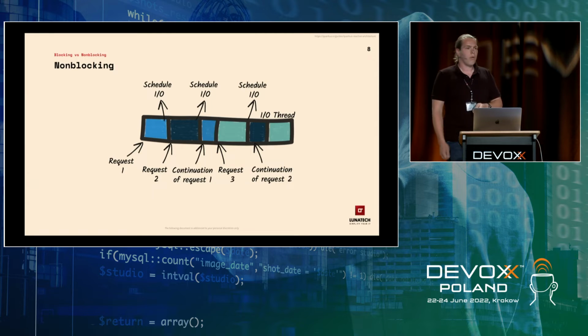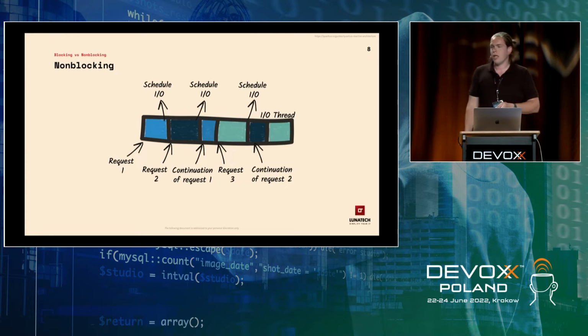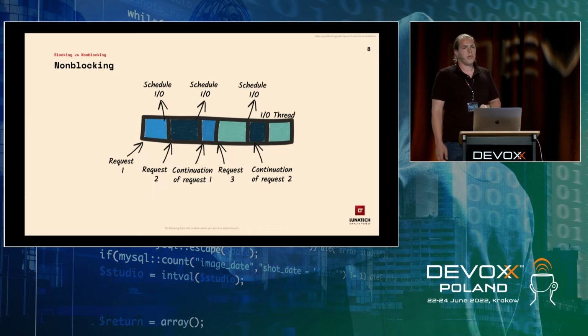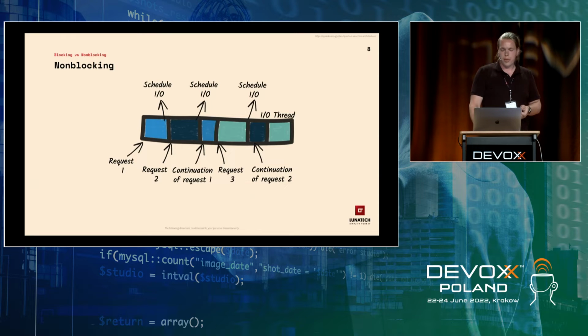In the meantime, while we're waiting for that I/O, we can handle request 2. Well, that one does the same. It needs to schedule some I/O. And then we can handle request 3 simultaneously. So in this example, we can now handle 3 requests with just a single thread. And of course, this is a really simplified example. But in this way, if you scale that to a bigger infrastructure, you can handle a lot more requests on the same hardware.